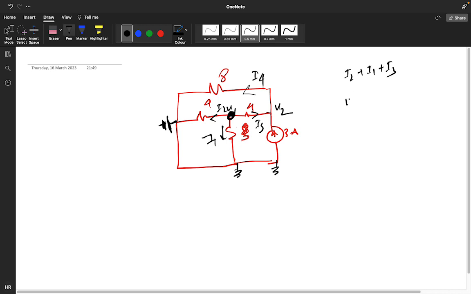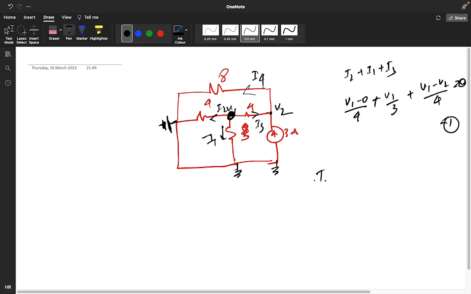I2 value is V1 minus 0 divided by 4. I1 value is V1 by 3. I3 value is V1 minus V2 by 4, is equal to 0. You have to solve this relation. So one equation from here. You can now analyze and use this equation.